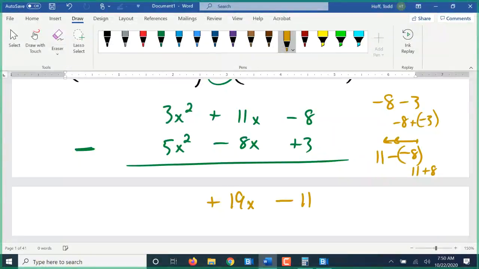There's more digits in front of it, so we're going to have to put the plus in front of it. 3x squared minus 5x squared. Well, 3 minus 5 is a negative 2. And we keep the same name of x squared.